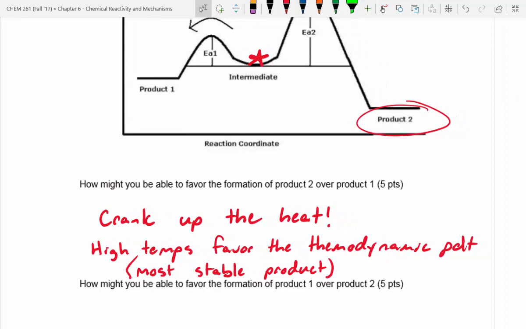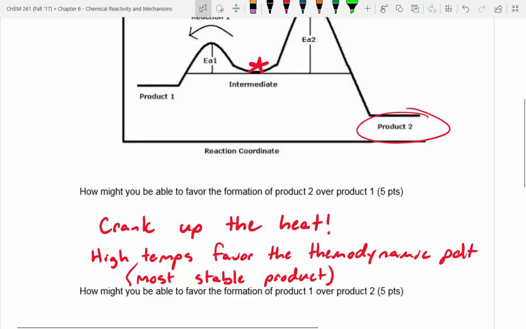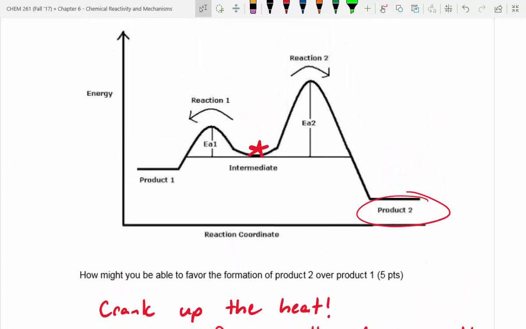Question 2 is a little bit trickier, though, where it says, how might we be able to favor formation of product 1 over product 2? Product 1, if we look at it, is less stable. It's over here, but it's got a smaller hump. And what were you saying again, Cody? So you have to add enough energy to get over activation energy 1, but not so much that you go over activation energy 2. Yeah, that's a perfect explanation.